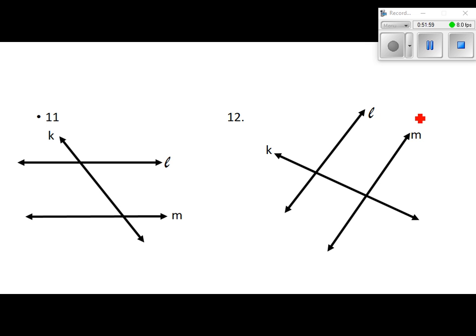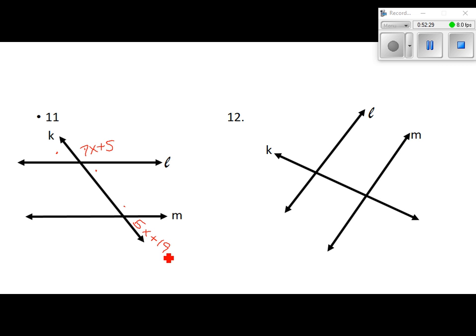Number 11. Which angle? This one? Upright angle. 7x plus 5. It'd be down, down. 5x plus 19. Exteriors, but they're not alternate exteriors, are they? What kind of angles are those?